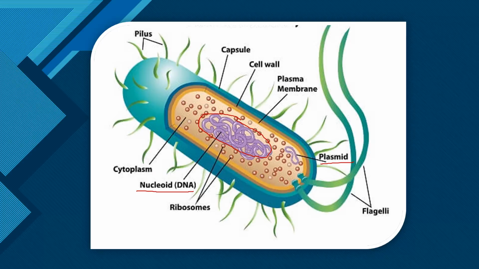You do need to know what the cytoplasm is and the ribosomes, as well as the flagellae, the cell wall, and the cell membrane. Now it says plasma membrane, but it's more preferable to say cell membrane because that's what AQA would expect. You don't need to know what a capsule is or what a pilus is.